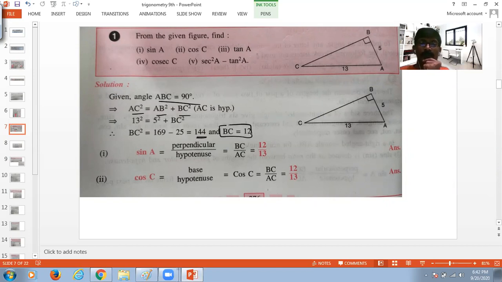Now once we get this as 12, the next part of the story is very interesting, guys. Pay attention on the screen. Now we have to calculate sin A. What will you calculate? Sin A. What is sin A?